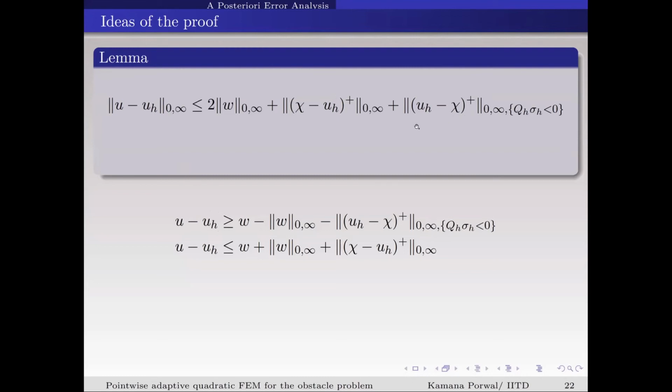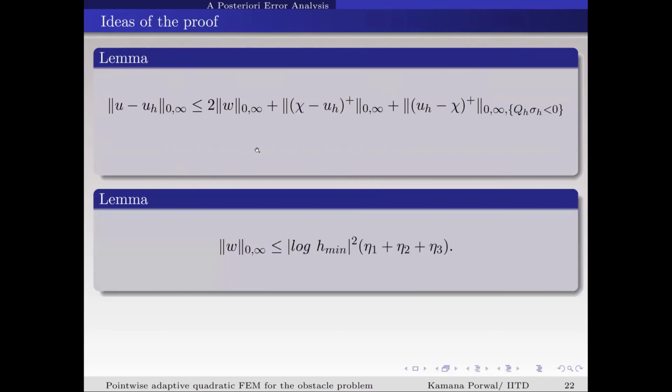Here, these two terms are part of the estimator. And so what remains to prove here is to obtain the pointwise estimate for the corrector function W. So using the Green's function estimate, we obtain that the elementwise norm of this corrector function W can be controlled by the error estimator terms in this way.